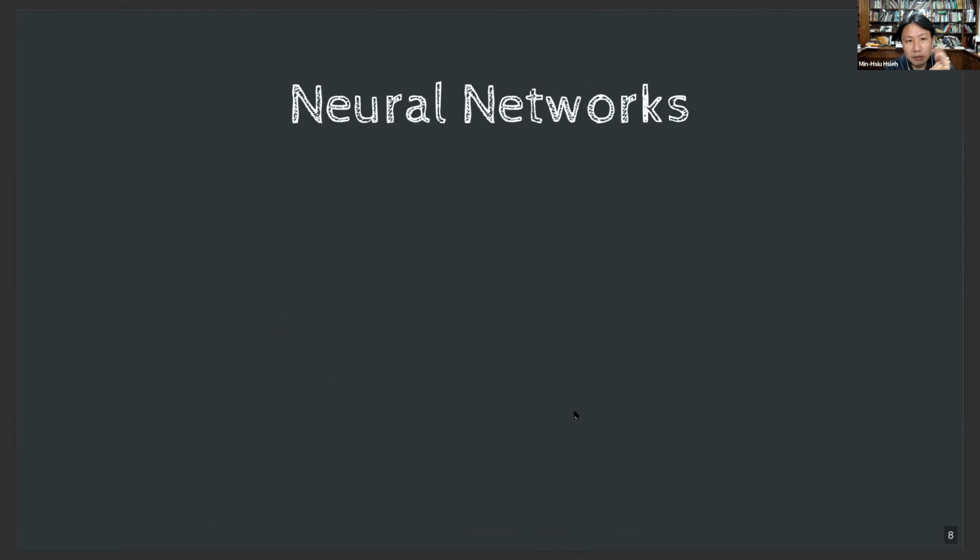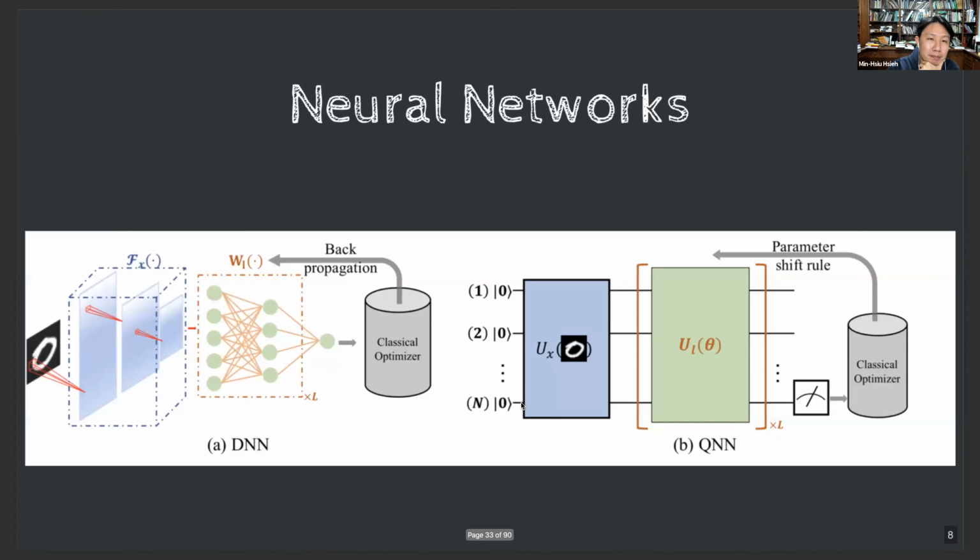Now I would like to move on to the neural network. I believe the participants in this conference probably know neural networks quite well. So on the left-hand side, this is a classical neural network. The first layer you can think of as the feature extraction layer.